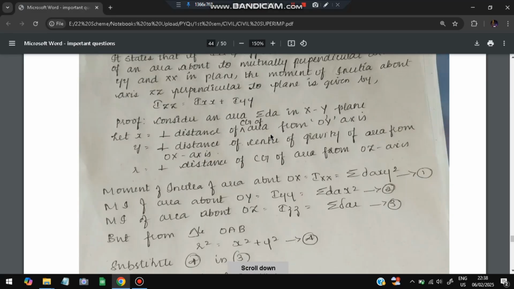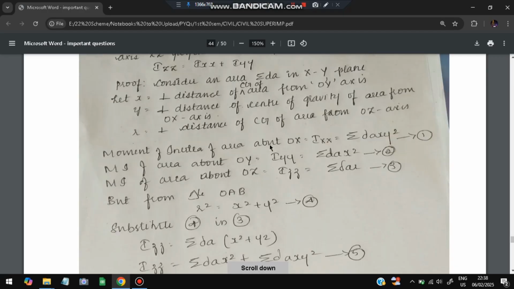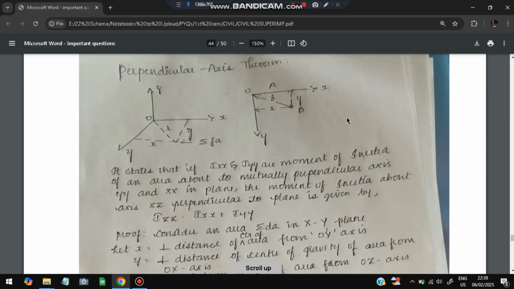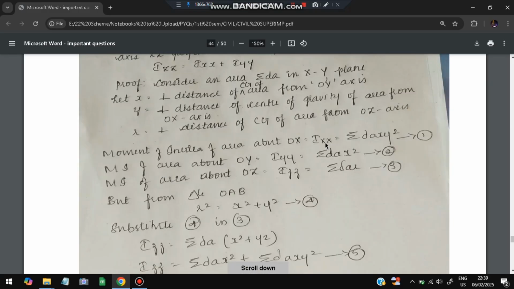Now to prove, x will be the perpendicular distance from the y-axis, y will be the perpendicular distance from the x-axis, and r will be the perpendicular distance from the z-axis. Now the moment of inertia about OX will be Ixx, that is the sum of dA y square. For the y-axis it will be dA x square, and for the z-axis it will be dA r square. This is x, this is y, and the middle thing which you can see as z here is taken as r here. So three moments of inertia we have taken here.